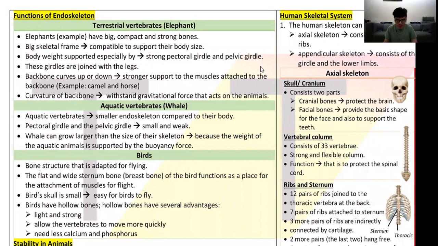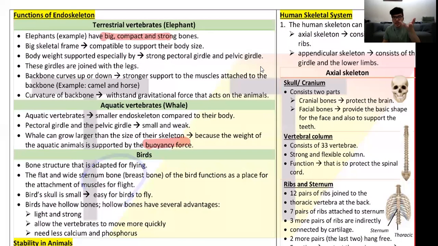For example, terrestrial, I'll just go straight to the point. Terrestrial vertebrates like us have big, strong, and compact bones. Why? Because in water, they have buoyancy, a floating force. Do we have floating force? No. In air, they have air supporting them. Do we have it? No. We are experiencing the full force of gravity. That's why we need very strong bones to support ourselves.